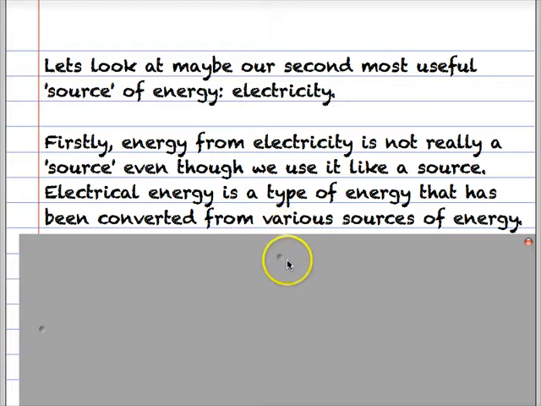But firstly, electricity is not really a source, even though we use it like a source. You just plug your electrical devices into the wall socket and they work. Electrical energy is actually a type of energy that has been converted from various sources of energy.